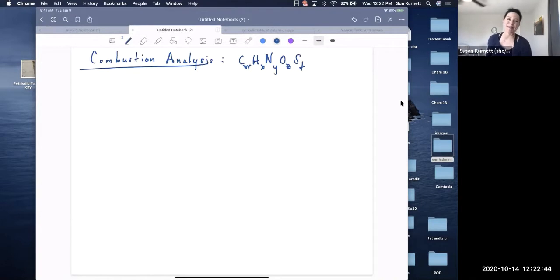So when we're looking for something like this, we're gonna go through a process where we combust it, we burn it, and all the carbon is gonna end up being carbon dioxide, and all the hydrogen will end up as water. Nitrogen will end up being nitrogen dioxide, and sulfur is typically sulfur dioxide. So these are going to be the products of complete combustion. What is complete combustion?